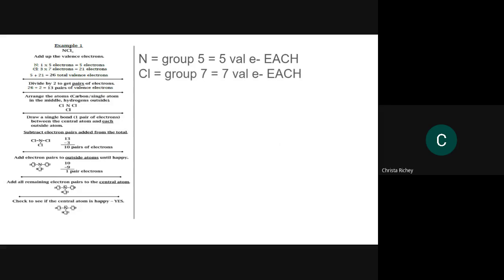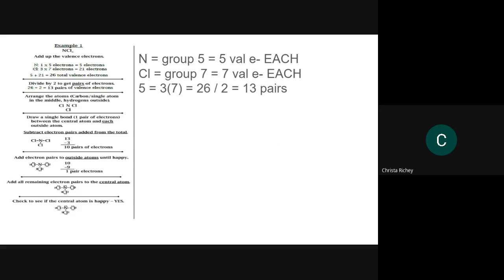Okay, so we're going to do nitrogen trichloride. Nitrogen is in group 5, it has 5 valence electrons. There's one of them. That's 5. There are 3 chlorines, it's in group 7, there's 7 each. So 7 times 3 plus 5 is a total of 26.